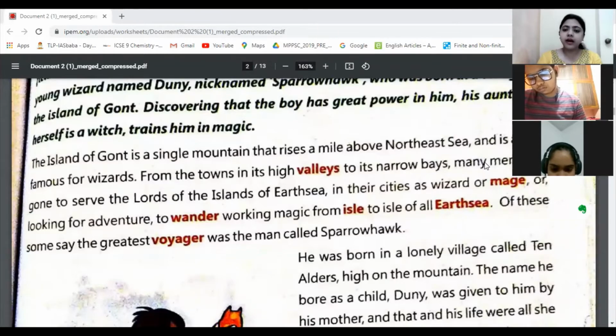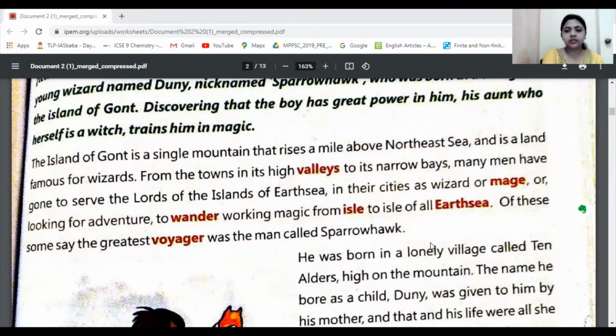Fine. From isle to isle, isle means a small island. From one small island to another small island, they used to go and just wander around, serve the lord, serve the great magician of the island, just for the sake of learning a few magical tricks, so that they also become magicians and also learn the art of sorcery.